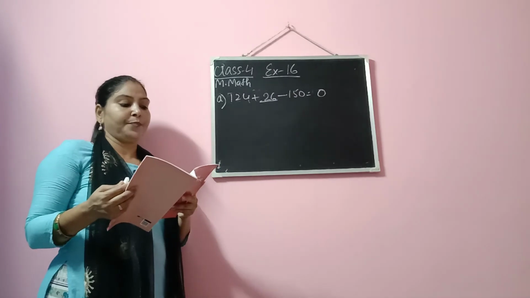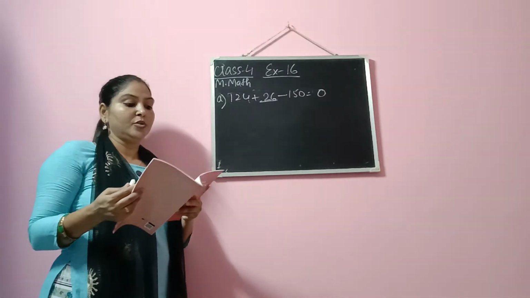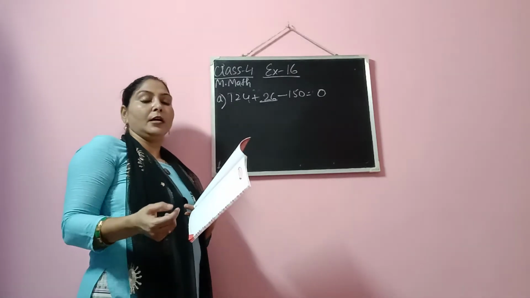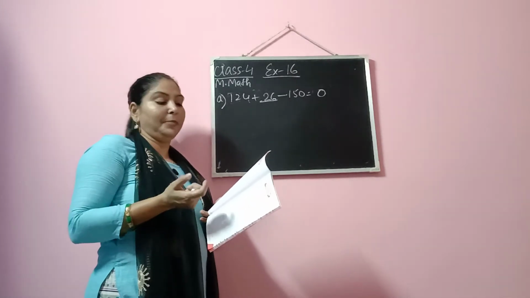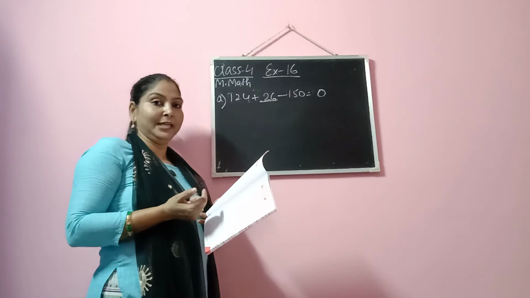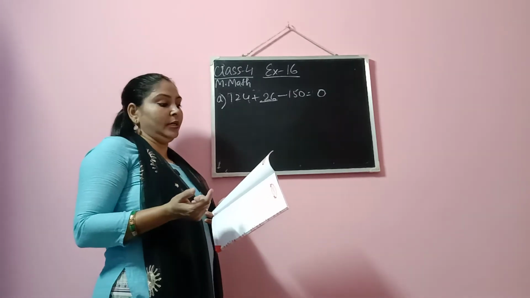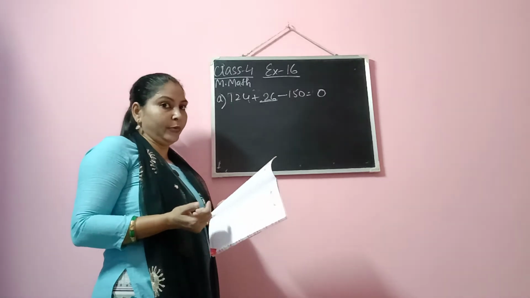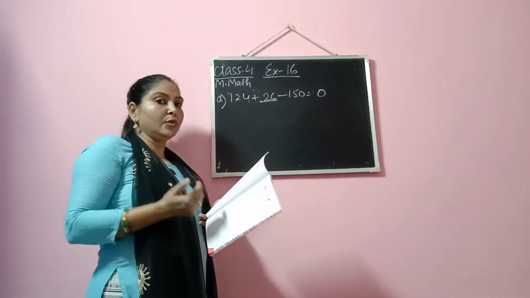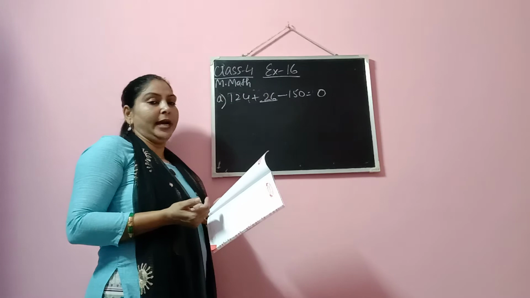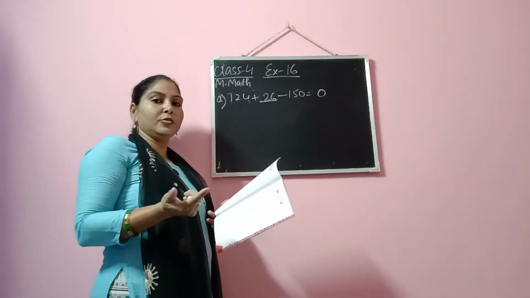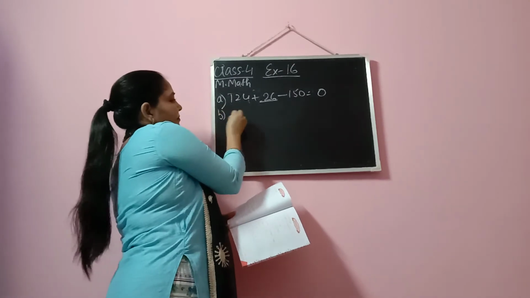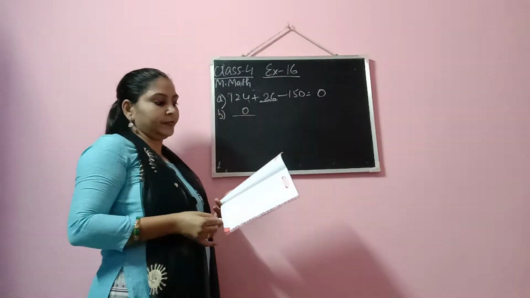The next question. 90 into 12 into 0 is equal to how much? Now see, according to the property of multiplication, any number multiplied by 0, the product comes 0 only. So ultimately here, when we see 90 into 12, we need not do that because it's not required. Once we are doing 12 into 0, the answer is coming 0. So ultimately the answer will be 0.